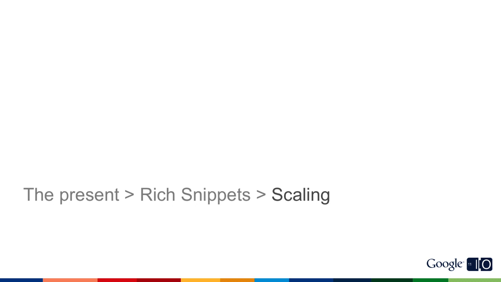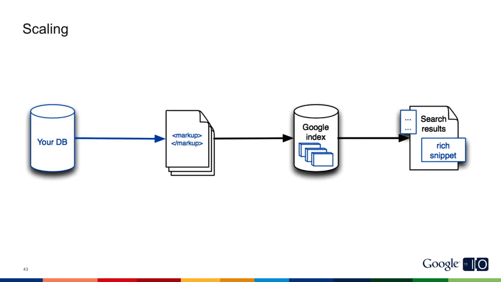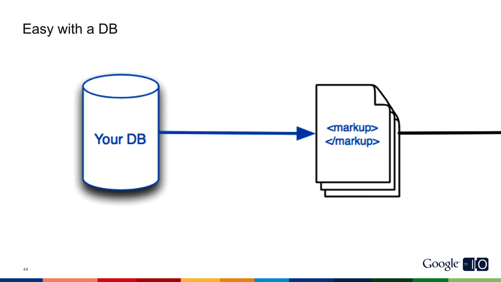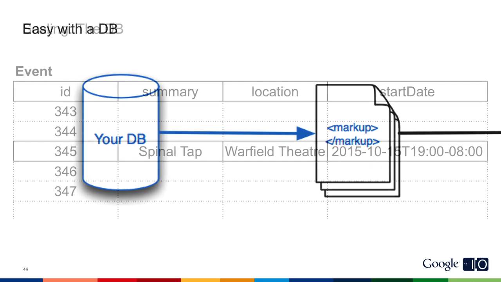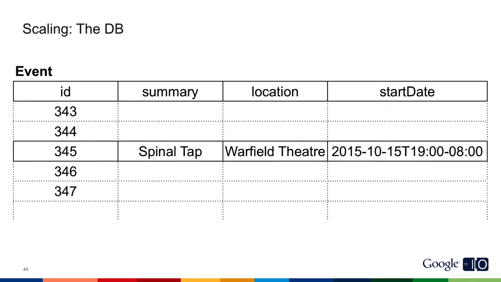So let's talk about scaling. This is the easy part, actually. If you've got a site like this, where a database backs your pages, and hopefully that database is a field-level database that looks something like this, then it's easy. Likely you're not writing your pages, you're editing templates.